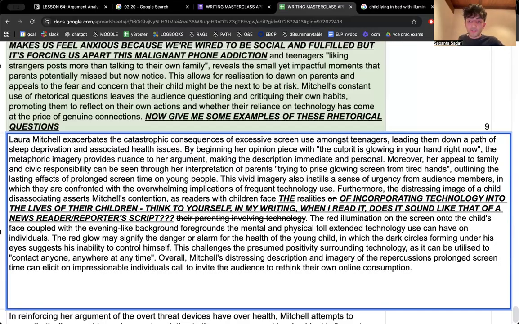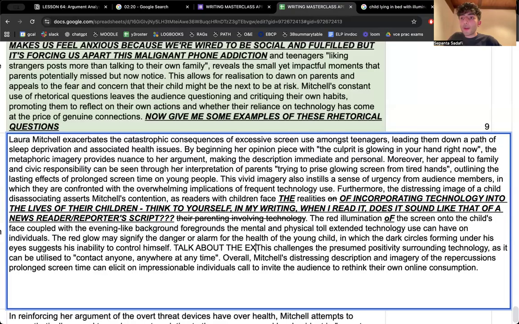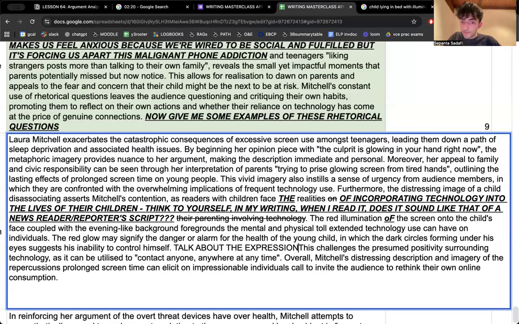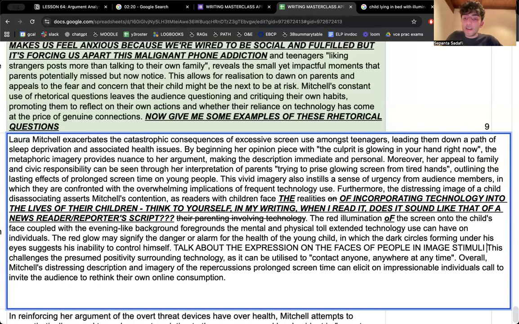The red illumination of the screen onto the child's face, coupled with the evening-like background, foregrounds the mental and physical toll. The red glow signifies danger or alarm for the health of the young child, in which now also talk about, guys, this is very important. When they give you photos, talk about the expression on the faces of people in image stimuli. That's very important. That's pivotal.